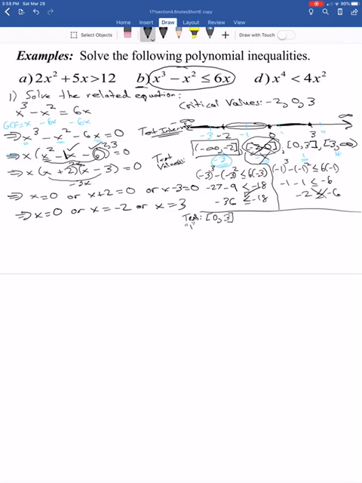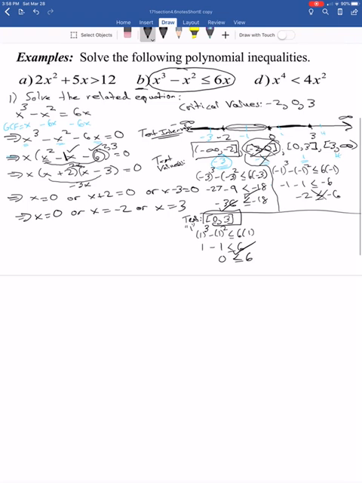So does 1 work? If we plug that in, that's, of course, 1 cubed minus 1 squared less than or equal to 6 times 1. Well, 1 cubed is 1. 1 minus 1 is 0. And 0 is less than or equal to 6. True. So that works. So we need to include that in our solution set.